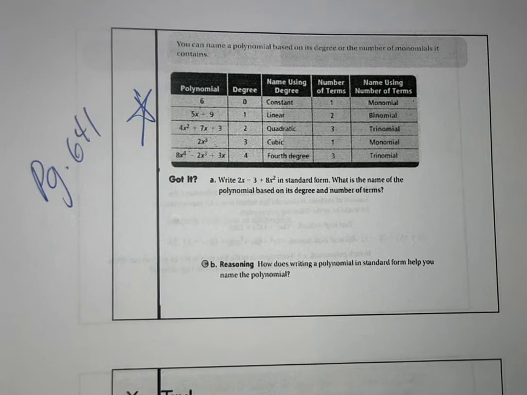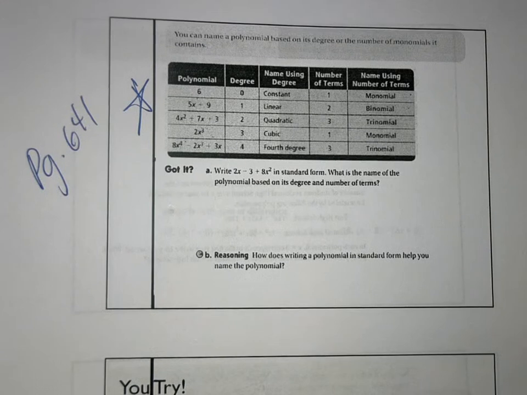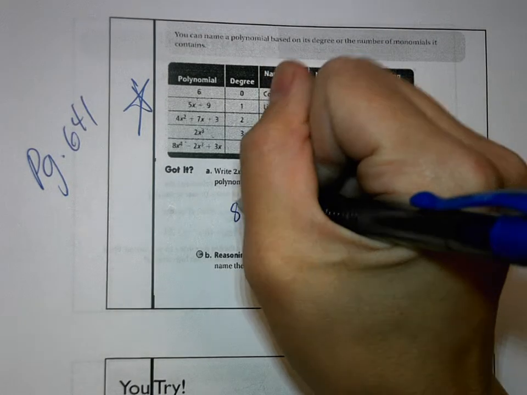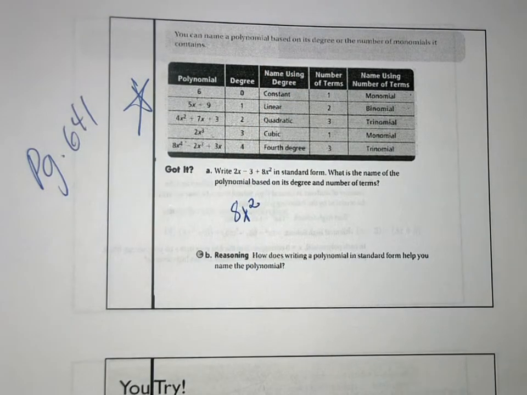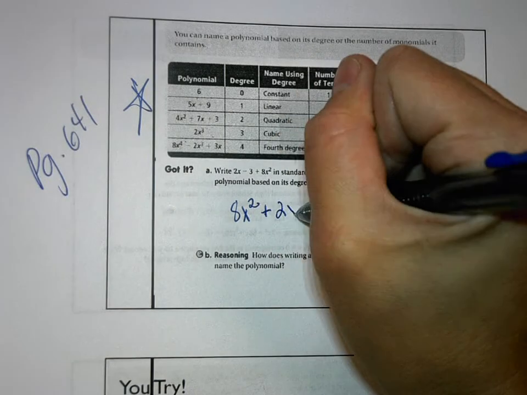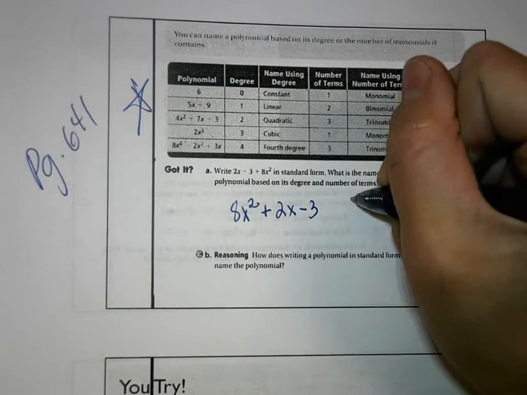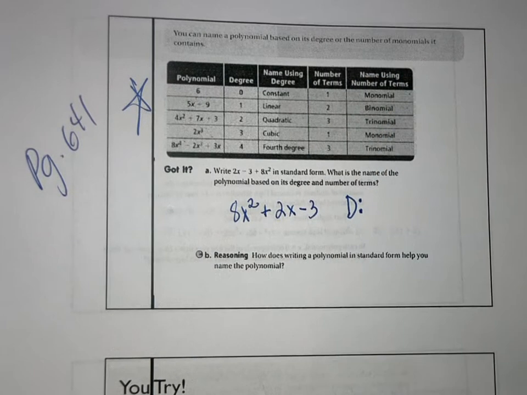It says, write this expression in standard form, and then what is the name of the polynomial based on its degree and number of terms. So we first want to write this in standard form. That means highest exponent to lowest. Also pay attention to negatives, because if there's a negative in front of a term, then you want to keep it in front of the term. So what would be the first thing that I'd write? Good. 8x squared, and then what comes next? 2x. Good, and that's a positive 2x, and then minus 3. Okay, so for degree, I'm just going to put a D, and we're going to state, what is the degree of this problem?